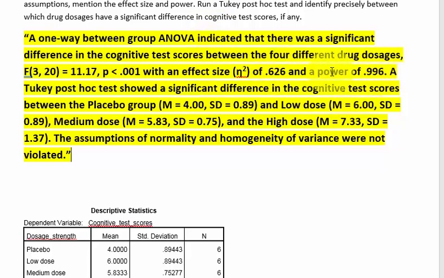Again, that has to be over 0.8. It has to do with your sample size and other things. And the Tukey test showed that there was basically a significant difference between the placebo and all 3 of the drug dosages. And there's the means. You can check them yourself. And the normality and homogeneity of variance were not violated.